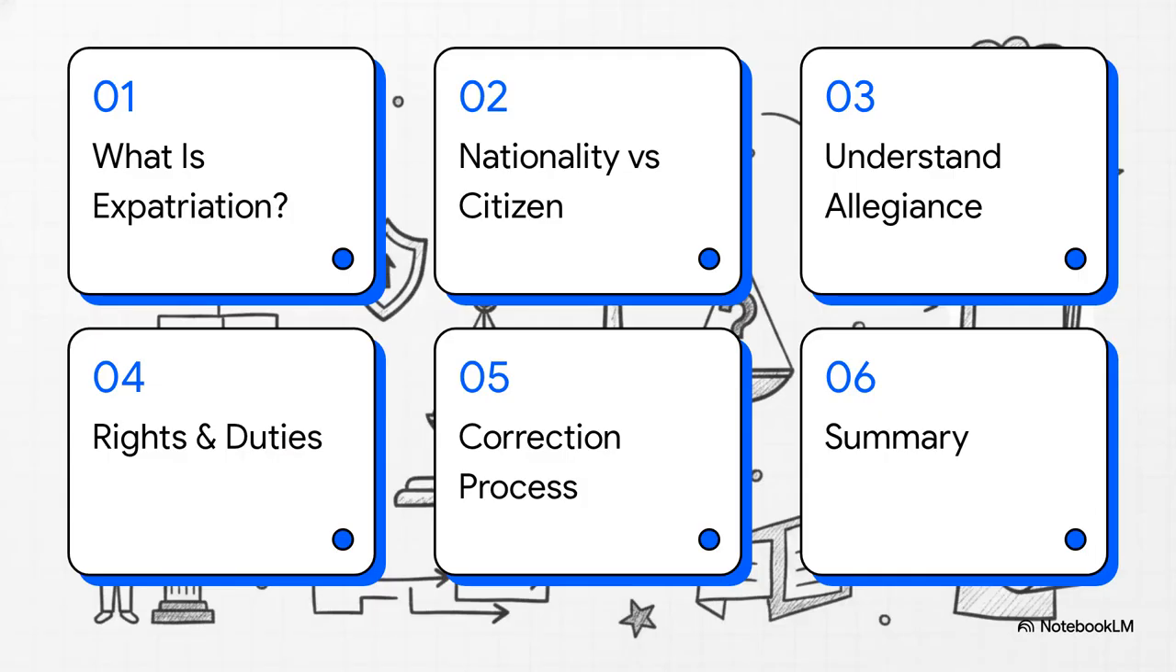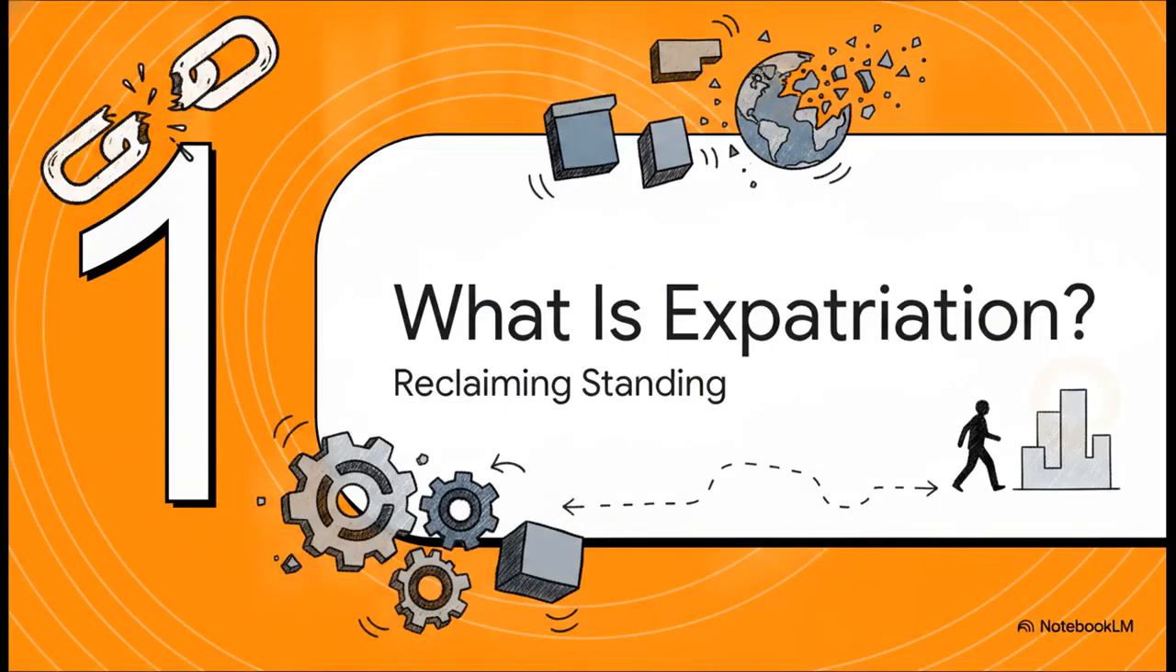Here's our agenda for today. We'll define expatriation, contrast nationality versus citizenship, and examine allegiance. Then we'll cover rights and responsibilities, walk right through the actual status correction process, and wrap it all up with a summary. Section 1. What is expatriation?